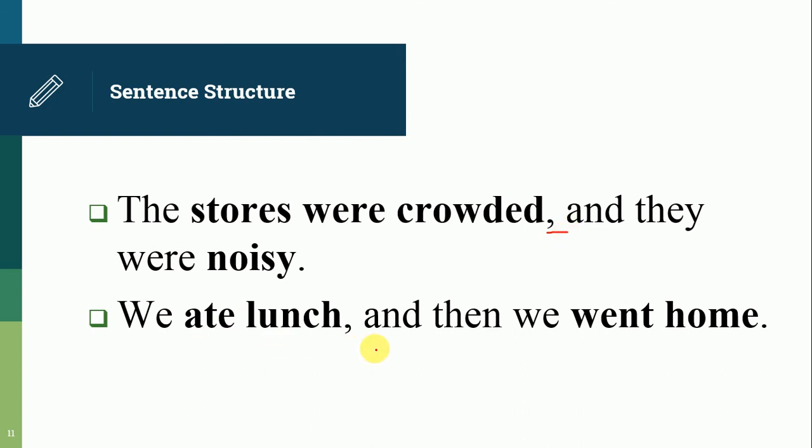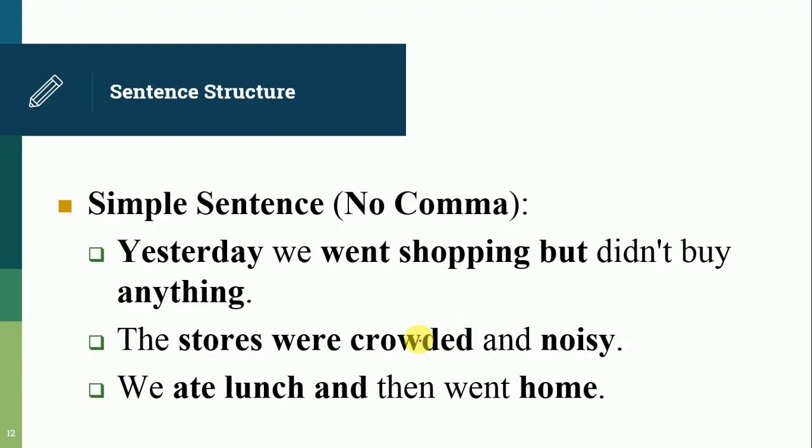If you do not use a comma, then that's sometimes not considered correct. We ate lunch, and then we went home. So see, the subject is shared, but the verbs are different. If the verb and subject are the same, then we call it a simple sentence, not a compound sentence. Simple sentence, no comma. Yesterday we went shopping but didn't buy anything. Right? No comma. It can be called a simple sentence. The stores were crowded and noisy. Two words are joined, so we call it a simple sentence. We ate lunch and then went home. Subject is not repeated here, so we call it a simple sentence.